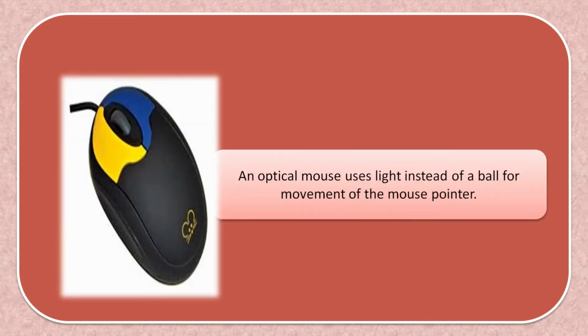And the second part of the scroll mouse is the optical mouse. An optical mouse uses light instead of a ball for movement of the mouse pointer. So we can say that an optical mouse uses light instead of a ball. This is the picture of an optical mouse.